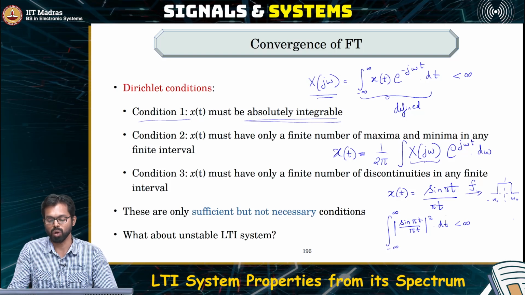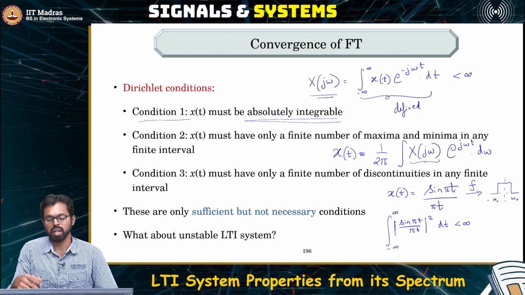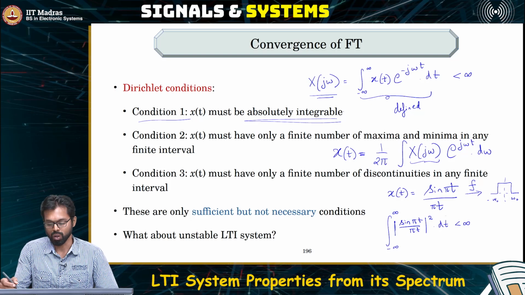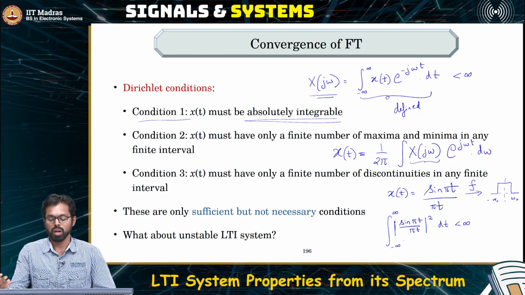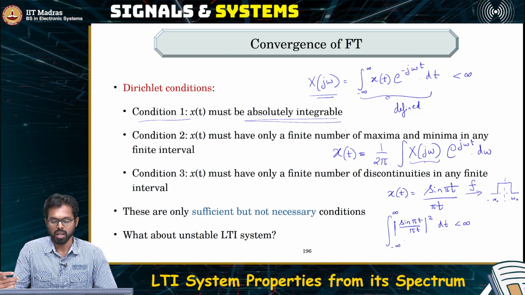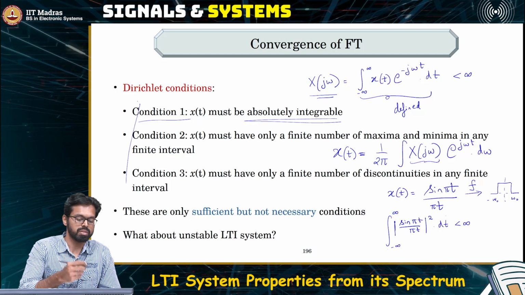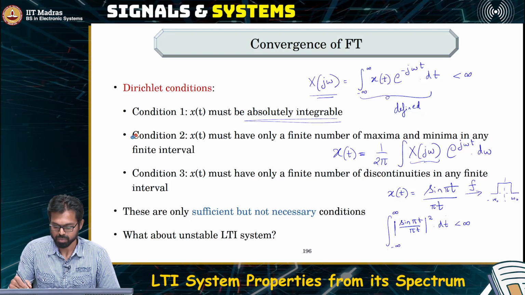So Parseval's theorem is always true, no matter what. But the absolute integrability can vary, and the existence of the Fourier transform will vary accordingly. So just because a signal is not absolutely integrable, we cannot say for sure if the Fourier transform will exist or not. It may or may not exist. But if these three conditions are satisfied, then for sure you can say that the Fourier transform will exist.